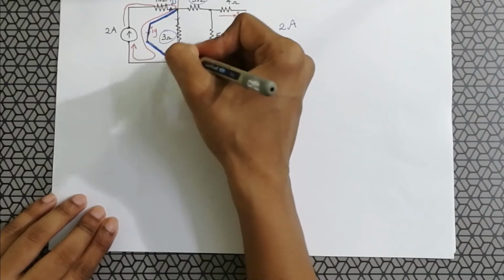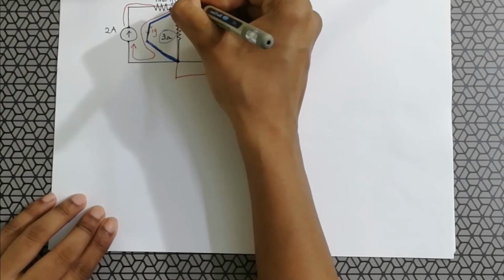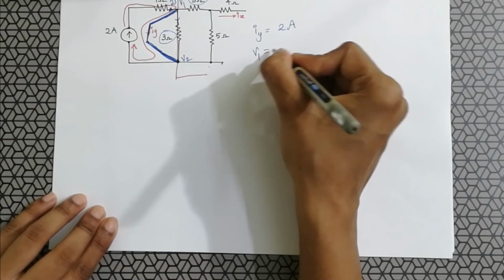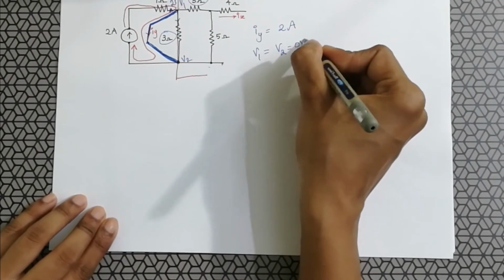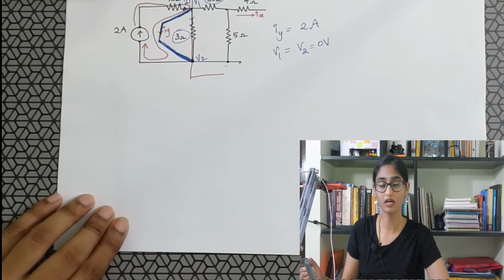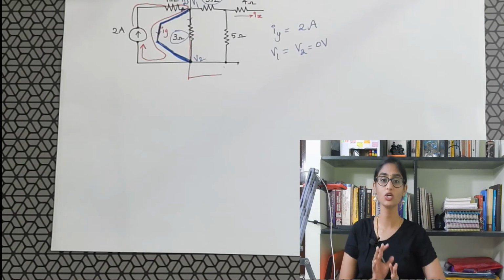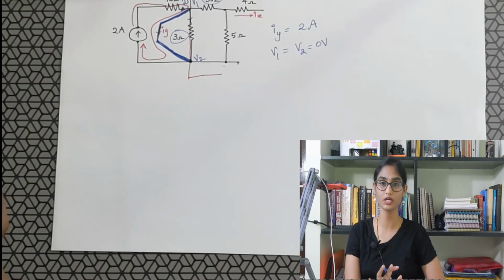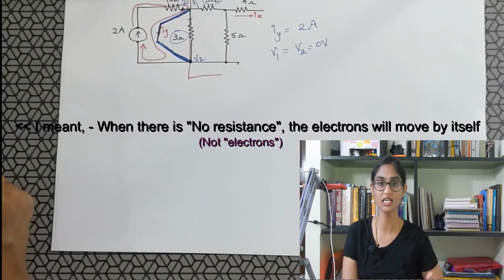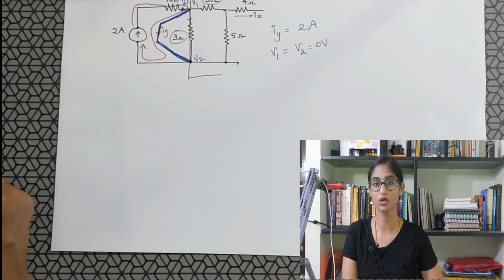voltage across the shorted ends, let me call this as V1 and V2, V1 and V2 will be 0 volt. There will not be any potential difference in a shorted path. Why? Only when you have a resistance, you need to apply force to the electrons to make it move. When there is no resistance, the current will move by itself. It doesn't need an additional force, or it doesn't need an additional voltage to travel. Therefore, in a shorted path, the voltage will always be 0.